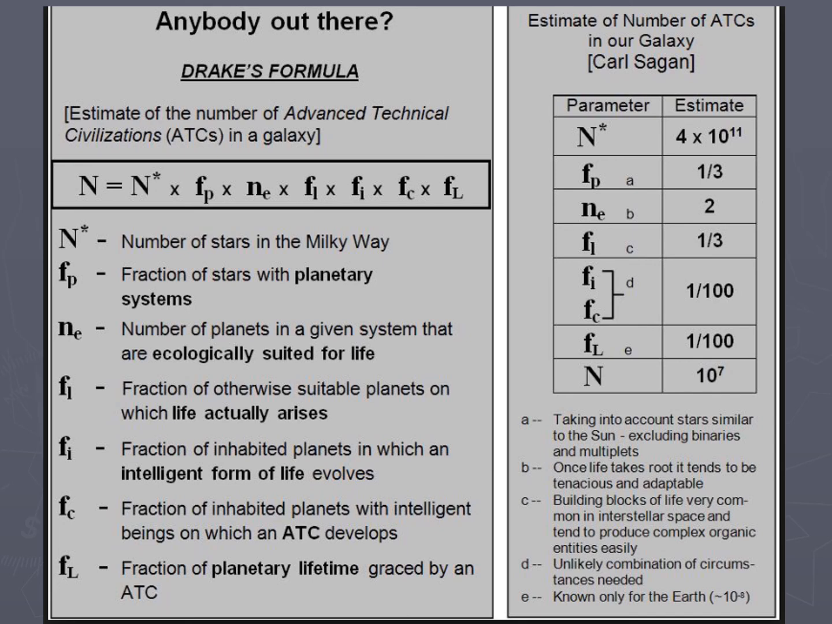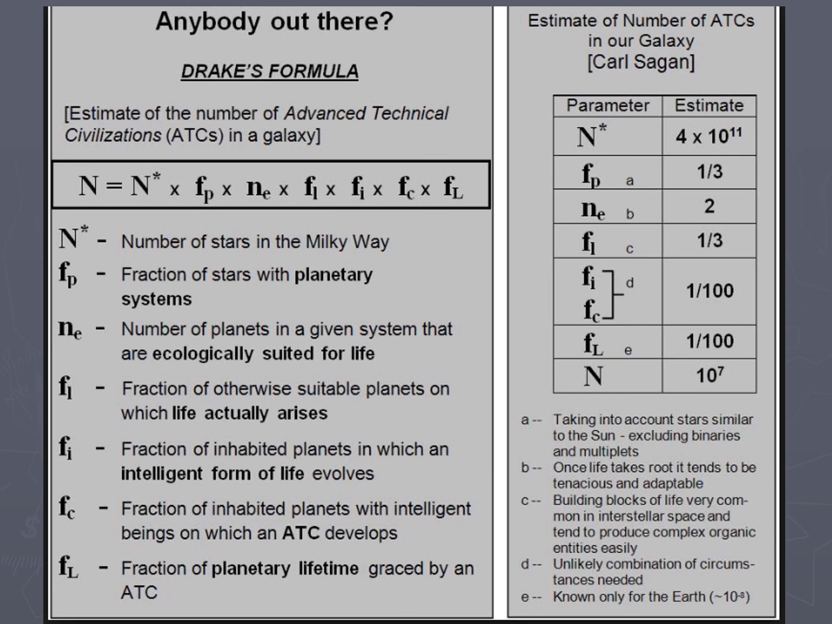FL, fraction of otherwise suitable planets on which life actually arises, because it won't necessarily arise even if the planet is suitable. FI, fraction of inhabited planets in which an intelligent form of life evolves. FC, fraction of inhabited planets with intelligent beings on which you get an actual advanced technical civilization. FL, fraction of planetary lifetime graced by an ATC. Okay, over on the right, let's take a look at the numbers that have been assigned to these things.